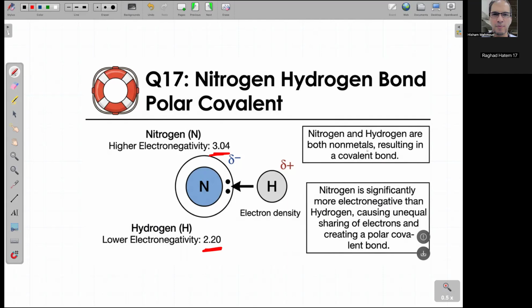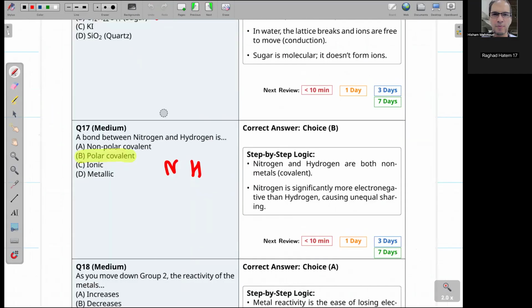So they are both nonmetals making a covalent bond. Nitrogen is very electronegative. That's why the difference is big, and it is polar covalent. Anything that comes with nitrogen, oxygen, fluorine, or chlorine is mostly a polar covalent bond. The next question is number 18.